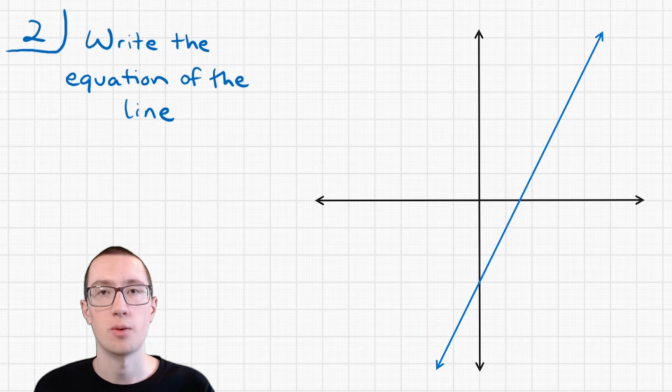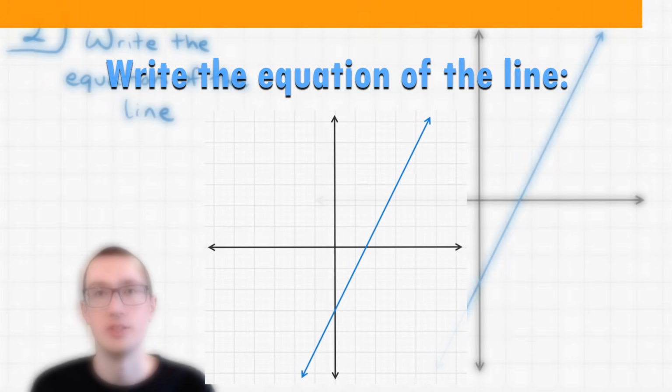All right, here's our second problem for the midterm review, and this is a graph-related problem. There's going to be a few of these in this video, but this one we don't actually have to graph anything. We just need to write the equation of this line. So how do we do that? Well, go ahead and pause the video and try it yourself, and then unpause and see how you did.